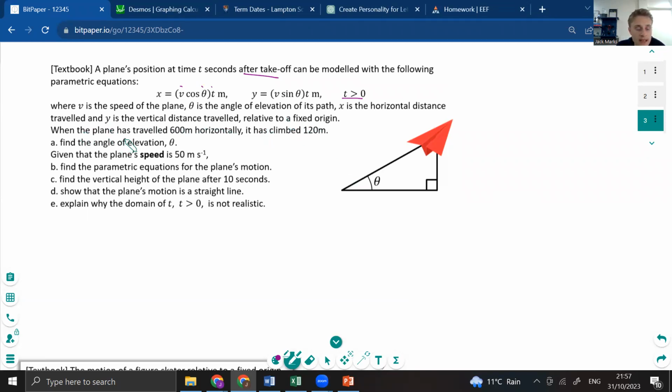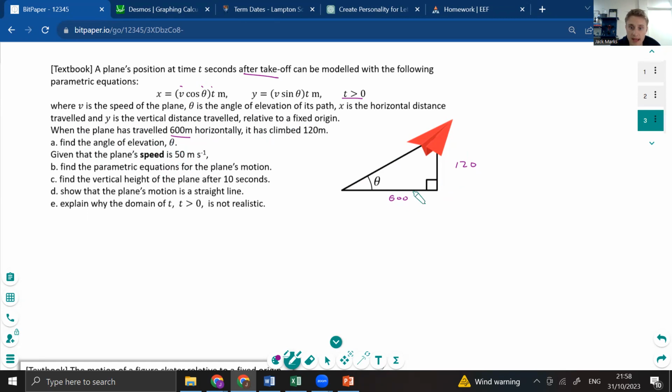So when the plane has traveled 600 meters, so when you've got 600 meters there, it has climbed 120. Find the angle of elevation theta. So the wording and the theme of the question lead me to believe that the way theta is operating here is it's going to be a fixed value. So if we work this out, we'll be able to use this later.